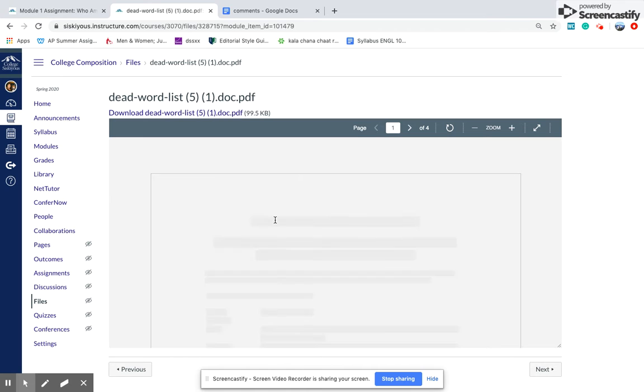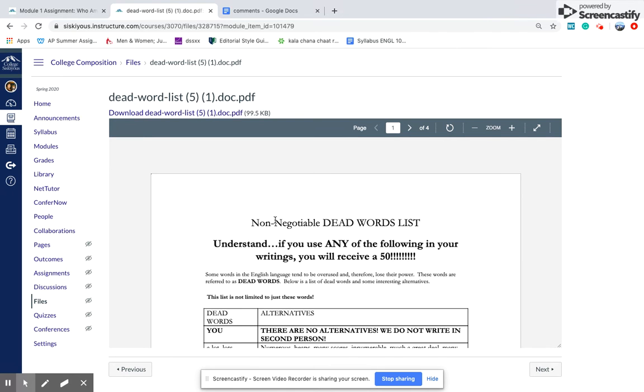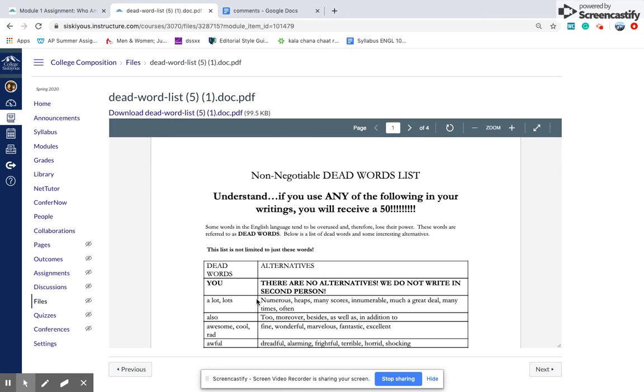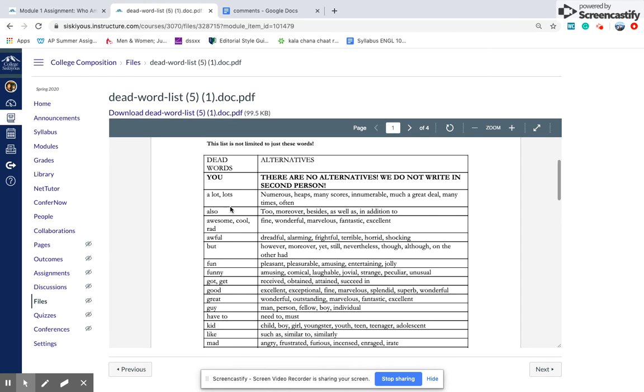If you've had me as a teacher before, you're familiar with dead words. I'm sorry for the tone of this. I didn't make this handout. It's kind of a bit condescending. I don't mean to talk down to you at all, but if you can, avoid these words on the left-hand side and substitute some other, more specific words. This is going to be a way that you increase your grade fairly easily.